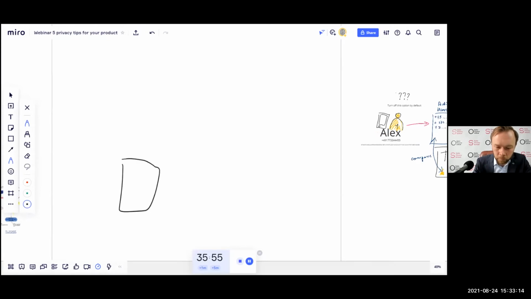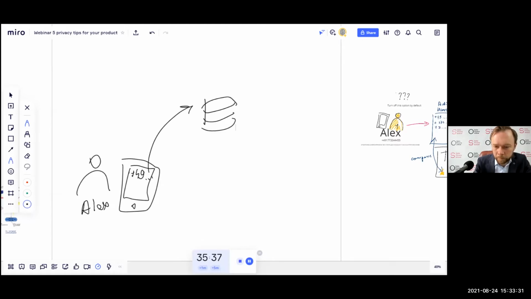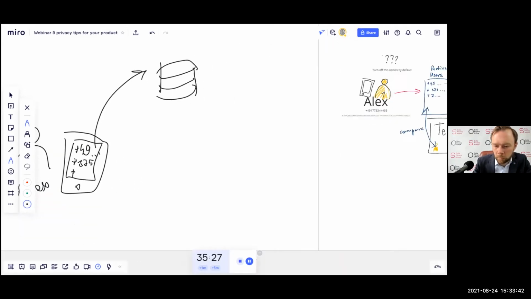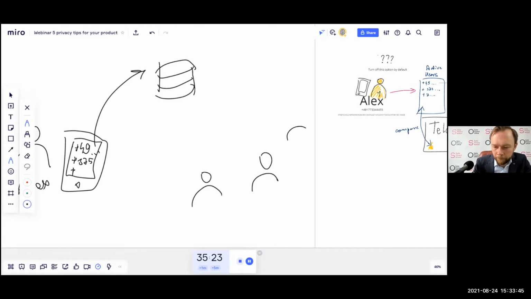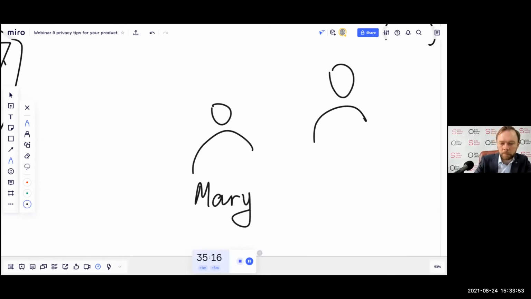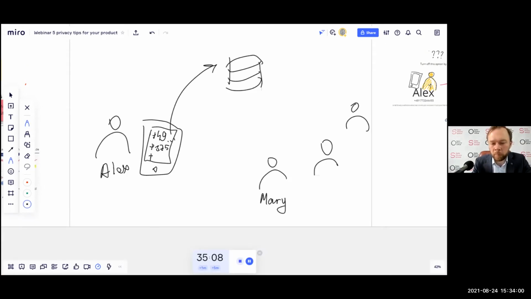Let me draw this situation. For instance, you have Alex, whose phone book is uploaded to your server through the app you developed. And these phone numbers belong to his contacts. Let's call one of them Mary. In the case of this upload, you're trying to process the data of data subject 1, which is Alex, and a lot of other data subjects.